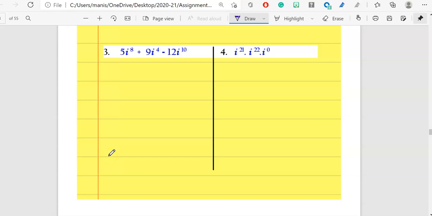Alright, one more problem over here. Let's look at this number 3. It says 5i to the power 8 plus 9i to the power 4 minus 12i to the power 10. See, I need this information: i to the power 0 is 1, i to the power 1 is i, i square is what? Negative 1, and i to the power 3 is what? Negative i. This is the information which I need over here.